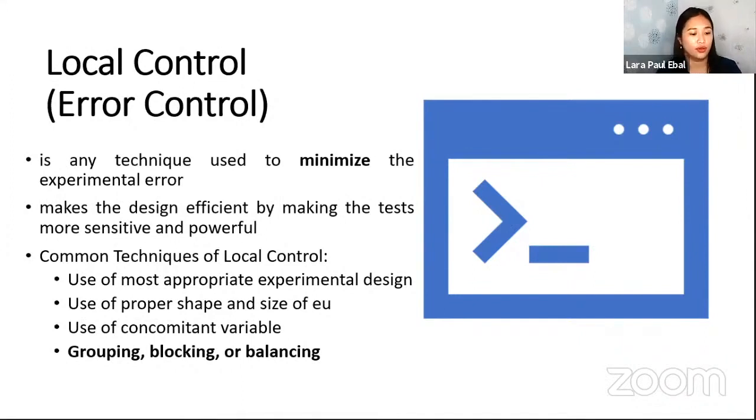Okay, so common techniques of local control. Number one, use of the most appropriate statistical design, so you have to know those design structures. Use of proper shape and size. Then use of a concomitant variable. This will help you. Although this is not necessary in your analysis, you can try to recognize and control them. And then we have grouping, blocking, or balancing. These are common techniques for local control or error control.